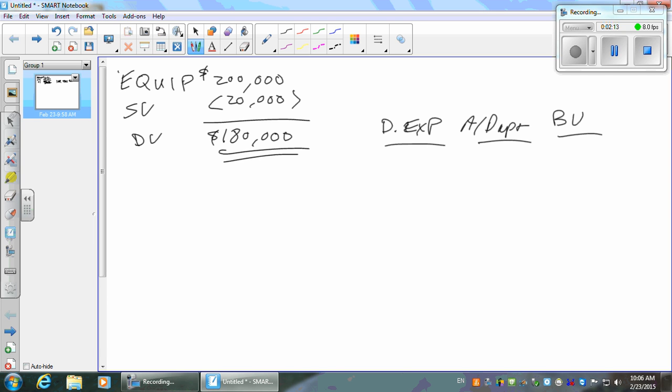Depreciation expense goes in which financial statement? Expense, income statement, right? Accumulated depreciation is what kind of an account? Contra asset. Where does it go? Balance sheet, current or non-current? What do you think? Equipment, building, you're going to depreciate over a number of years. It's non-current, right? Property, plant, and equipment: land, building, equipment, less accumulated depreciation on the building and the equipment. That's how we show it in the financials.